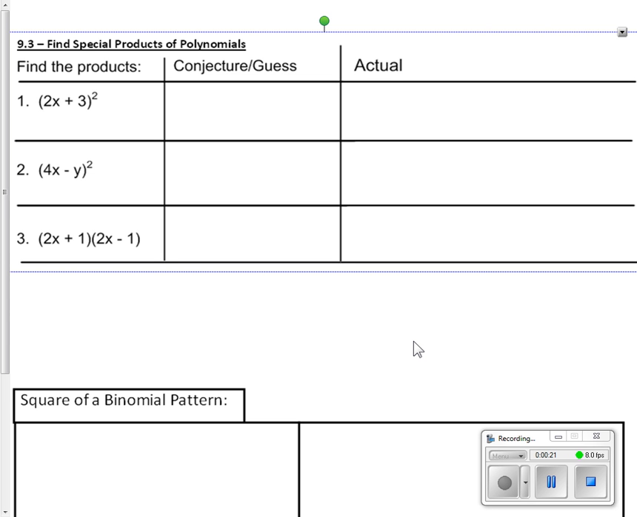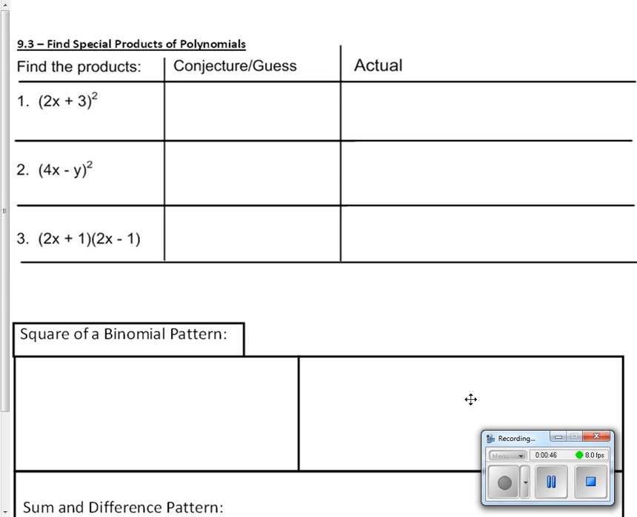So, we've got two terms, a binomial, two of them, and the third one that is there is two binomials. I want you to guess, or actually try and see if you can answer these problems. And then we'll go through the actual answers.